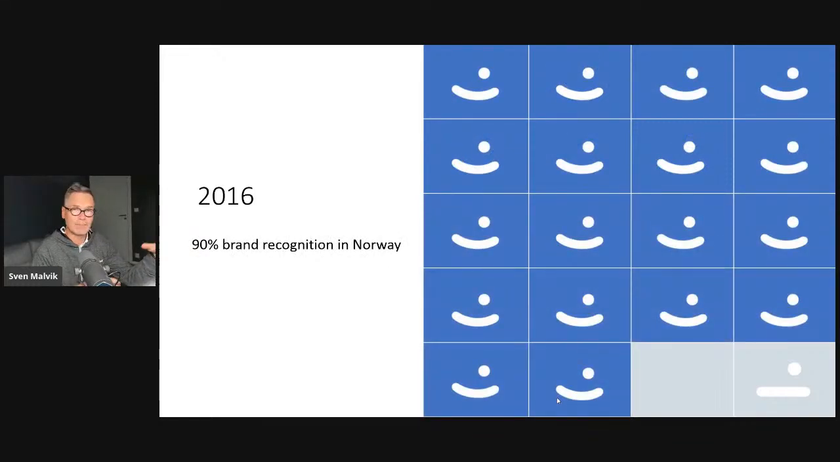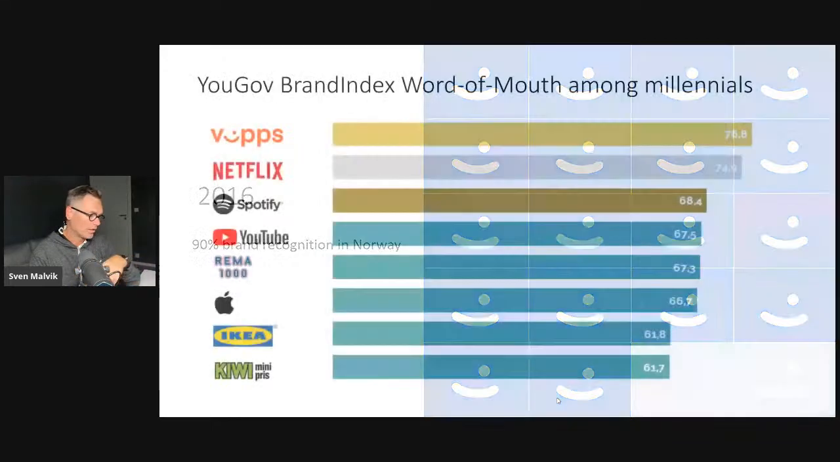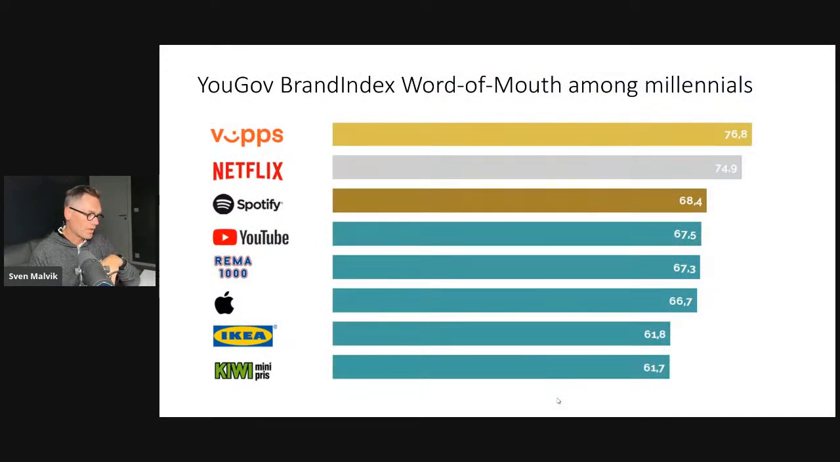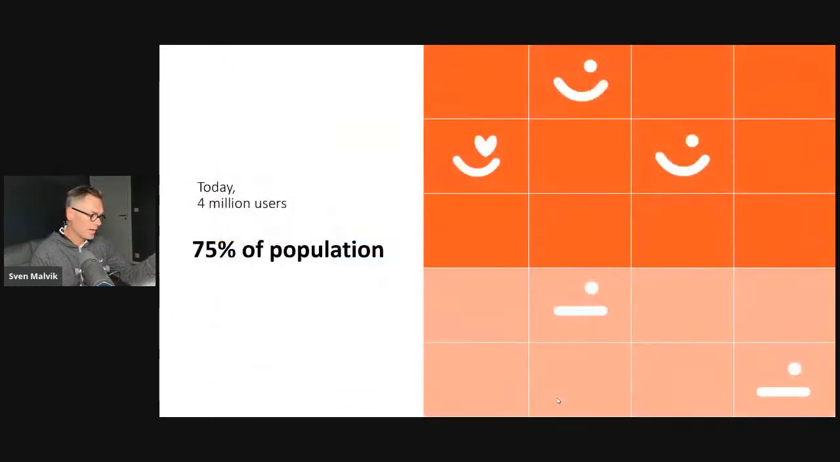It has a 90% brand recognition in Norway, which is of course great as well. It's basically because of the immense marketing campaign that we run. The last 3 years or so, VIPS was the most recognized brand in Norway, before Netflix and YouTube and stuff like that. So people like VIPS more than they like Netflix because it's very handy.